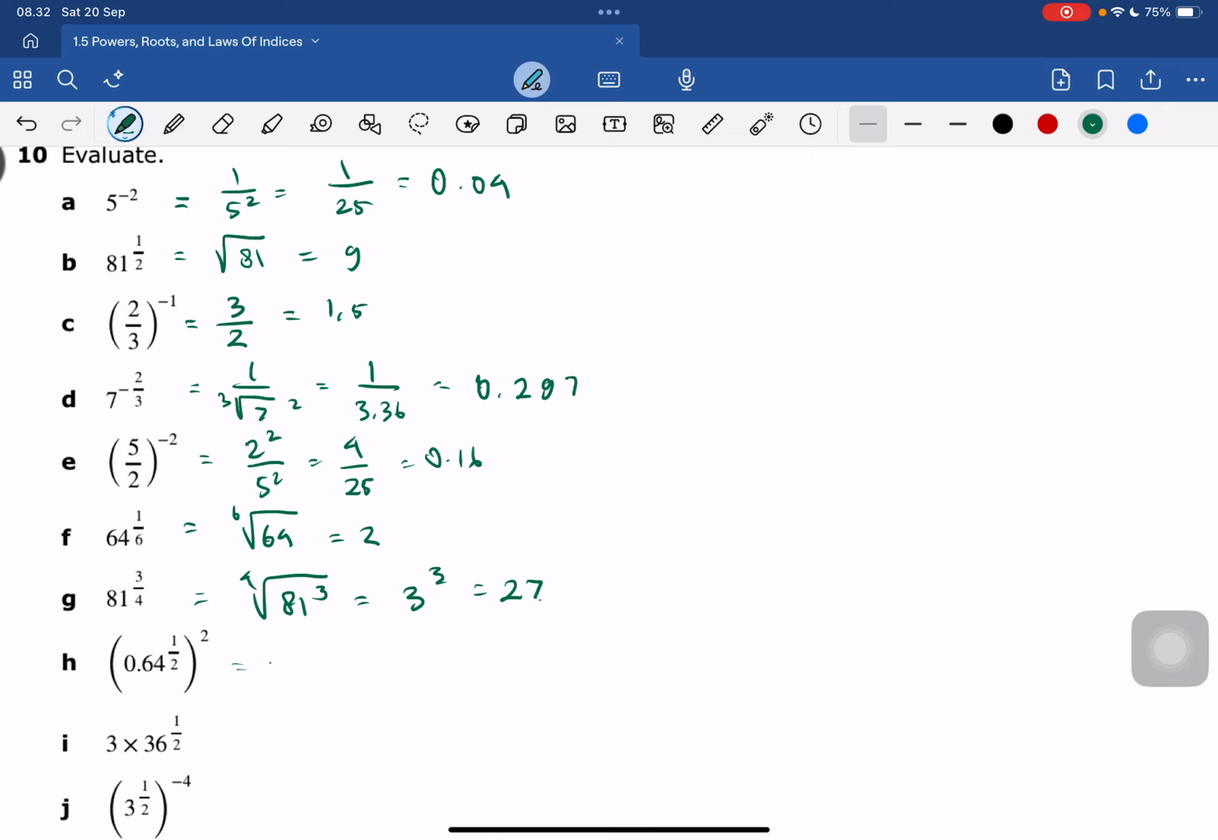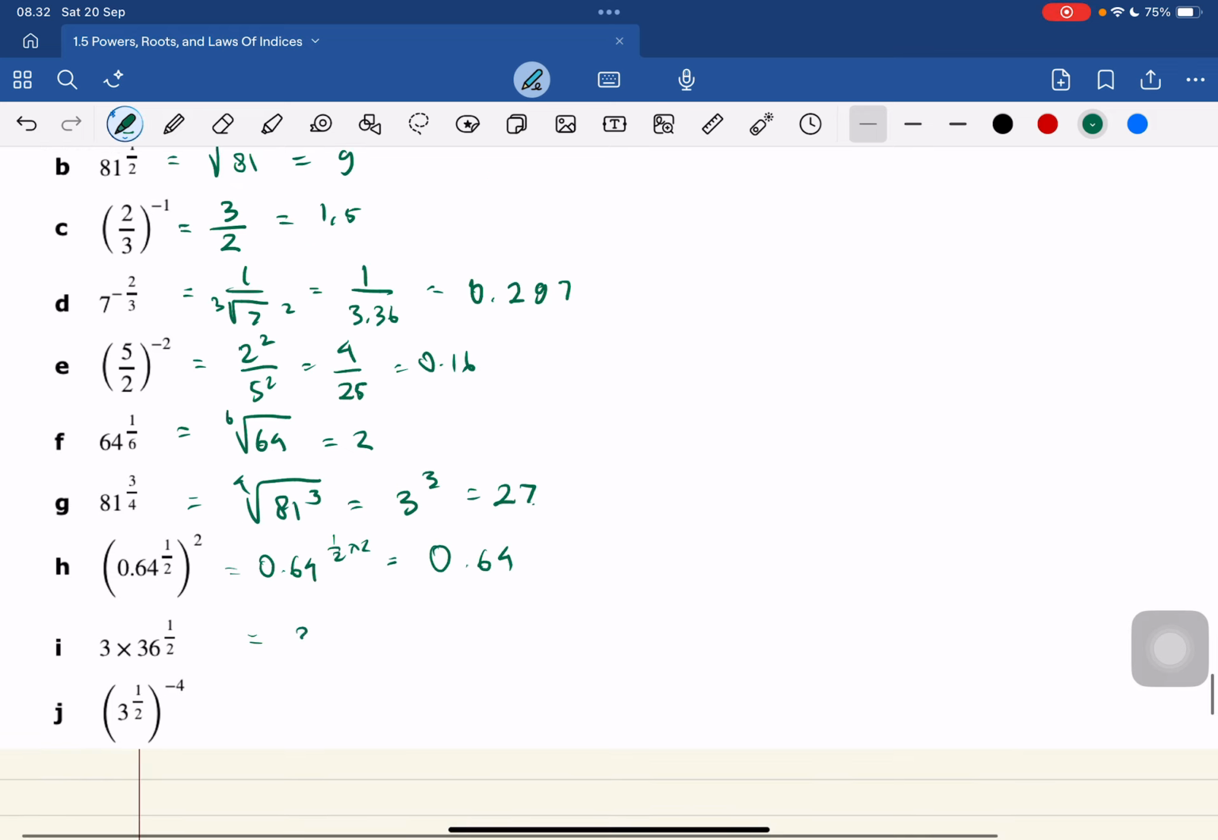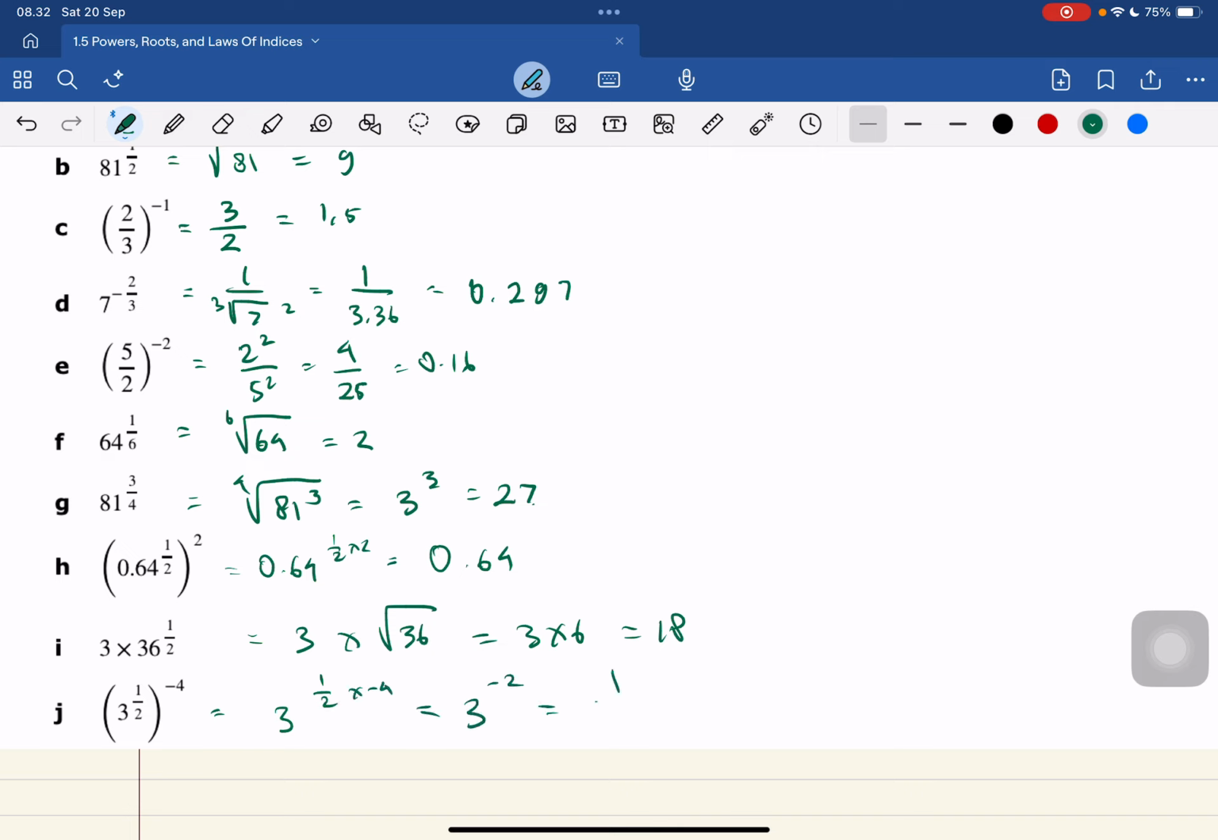Okay, here just multiply it. 0.64. 1 over 2 times 2 is going to be 1, so the answer is 0.64. Next, 3 times the square root of 36, which is 3 times 6, which is 18. Next, 3 to the power of 1 over 2 times minus 4. So it's going to be 3 to the power of minus 2, or 1 over 3 squared, which is 1 over 9. 1 over 9 is 0.111.